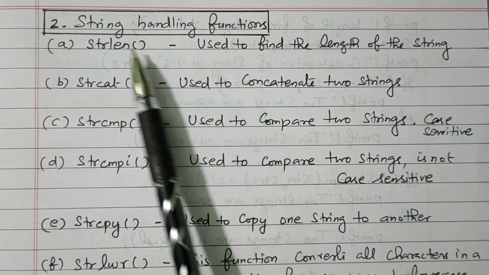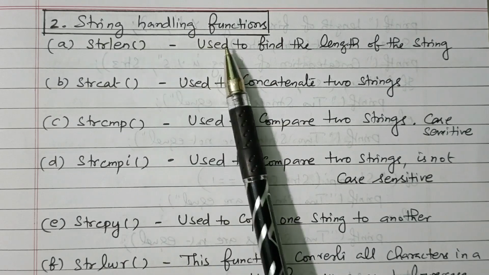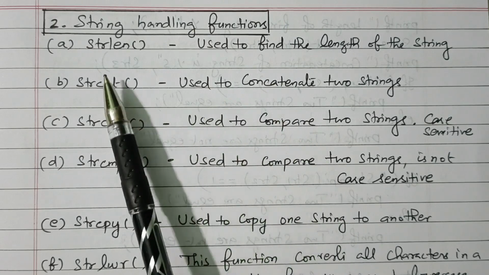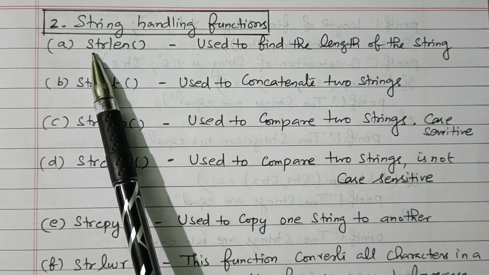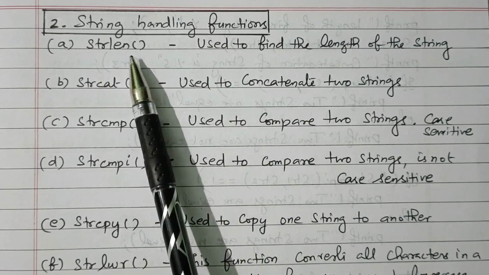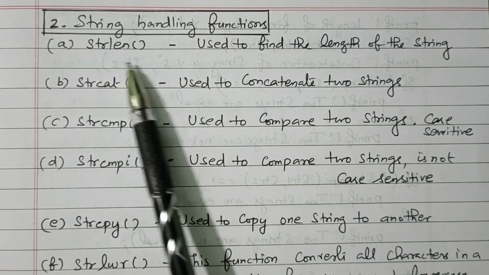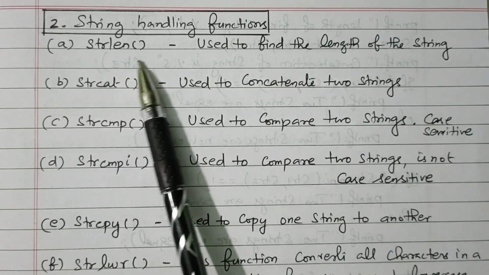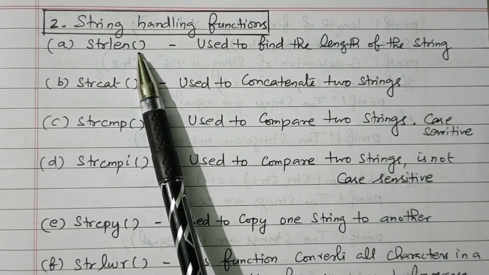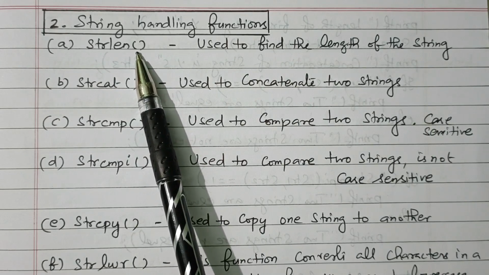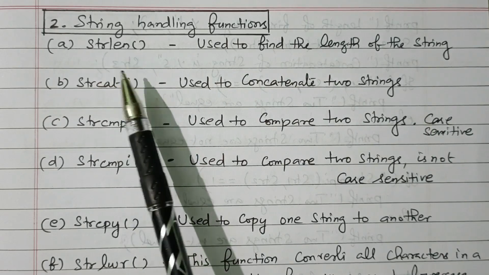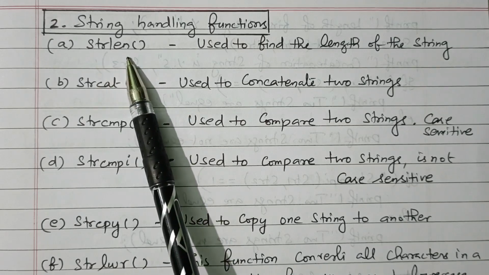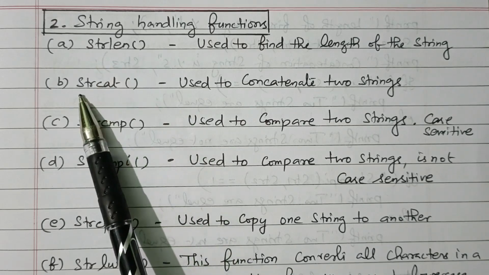Now we'll go to the topic, string handling functions in the C programming language. First we'll see what string handling functions are available. First one, strlen, that is string length, used to find the length of the string. If you specify the string whose length you want to find, it will give the string length, how many characters are available.